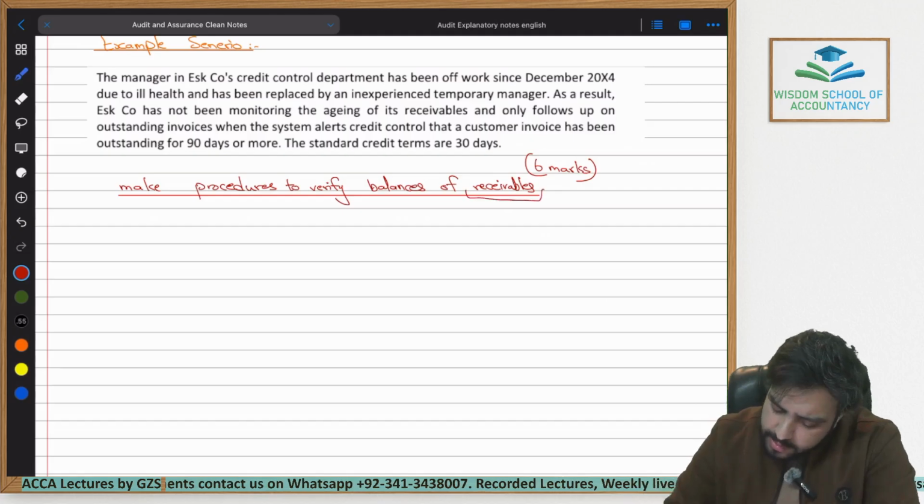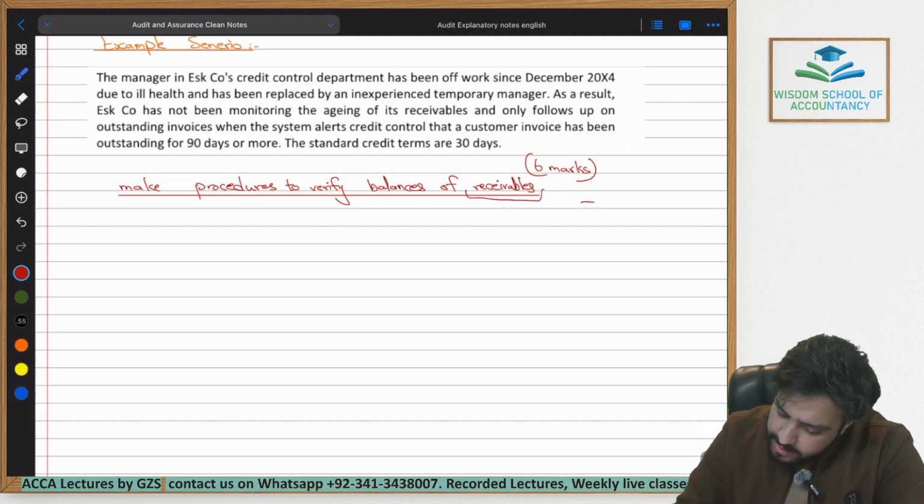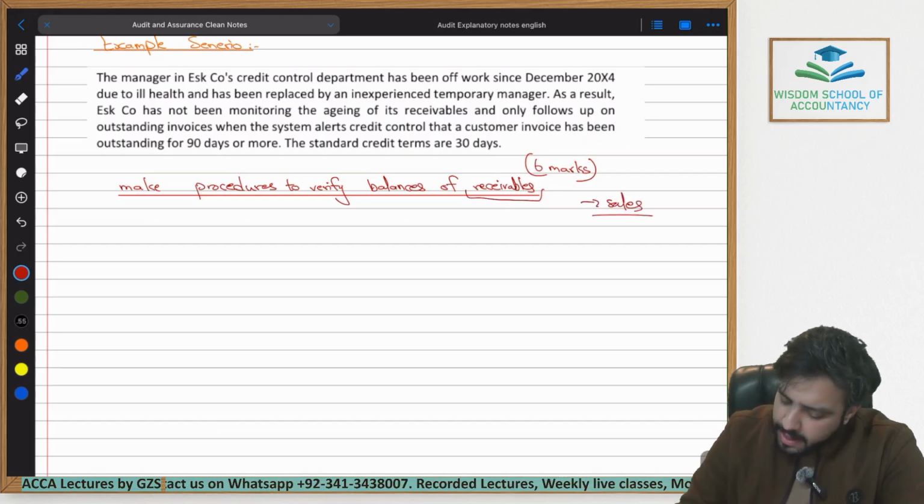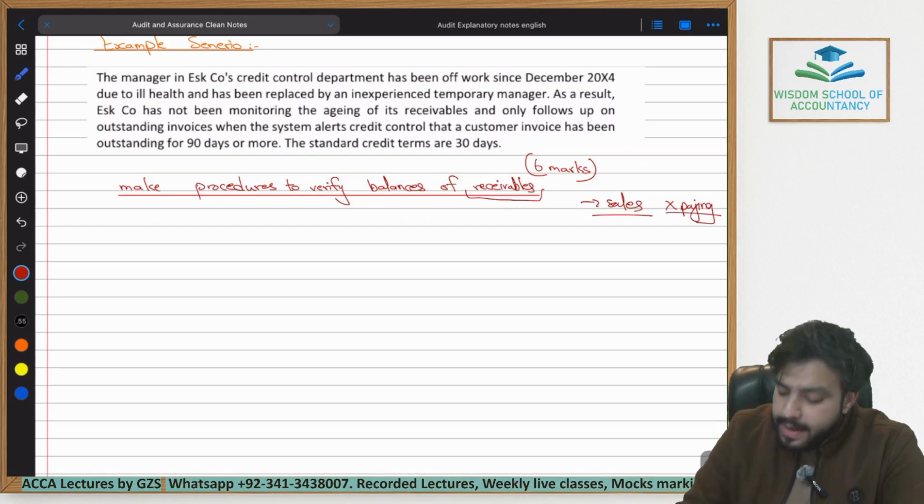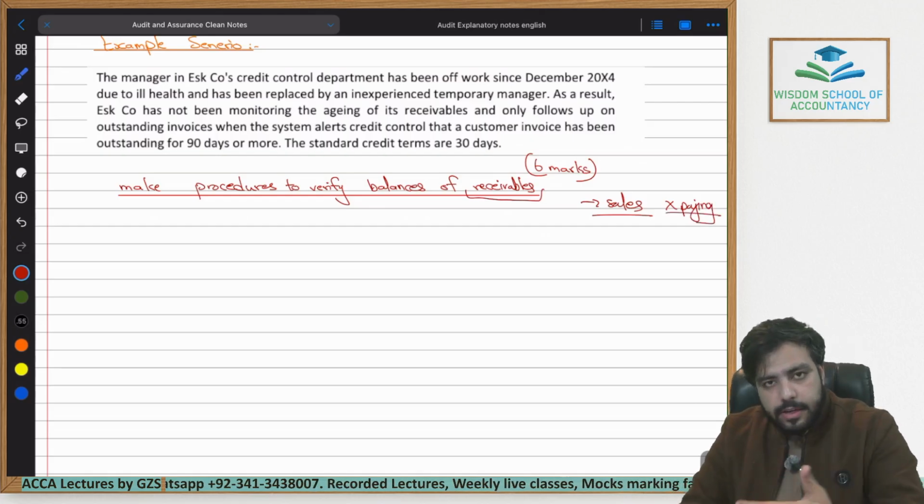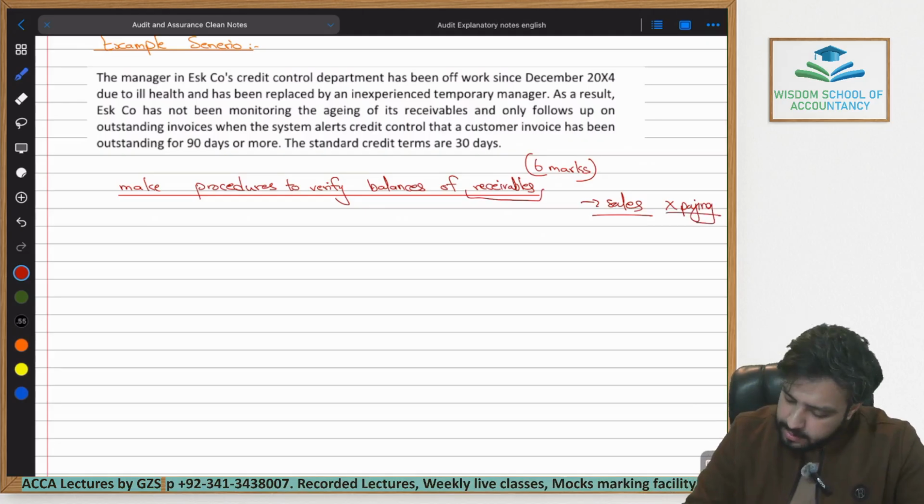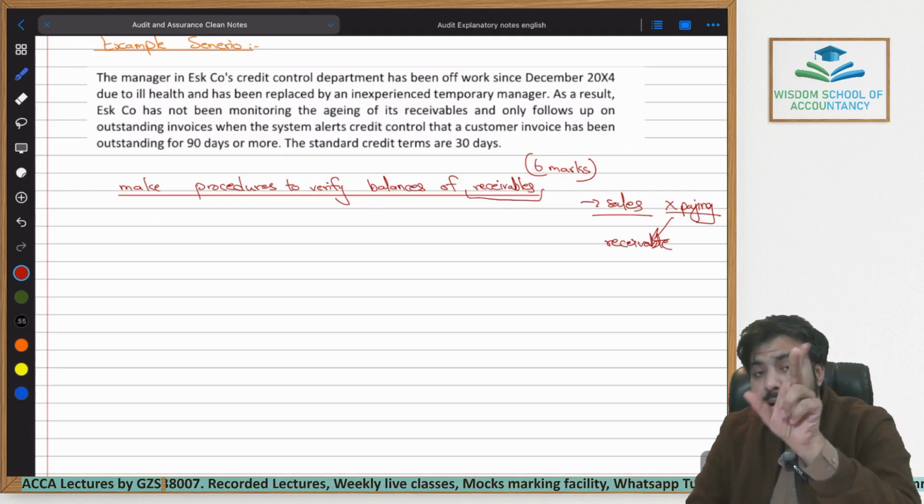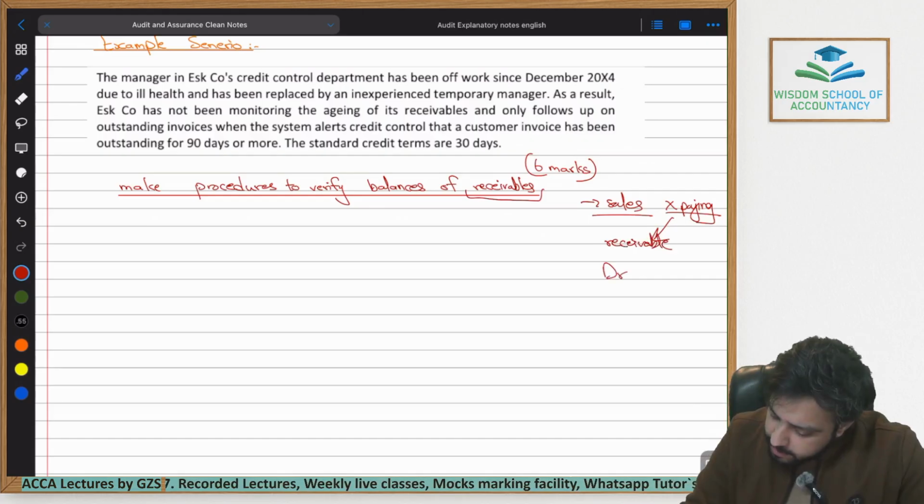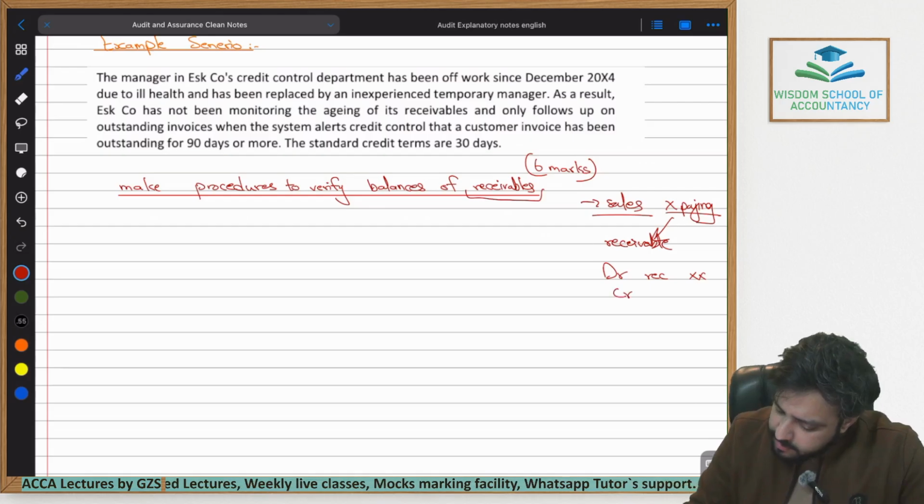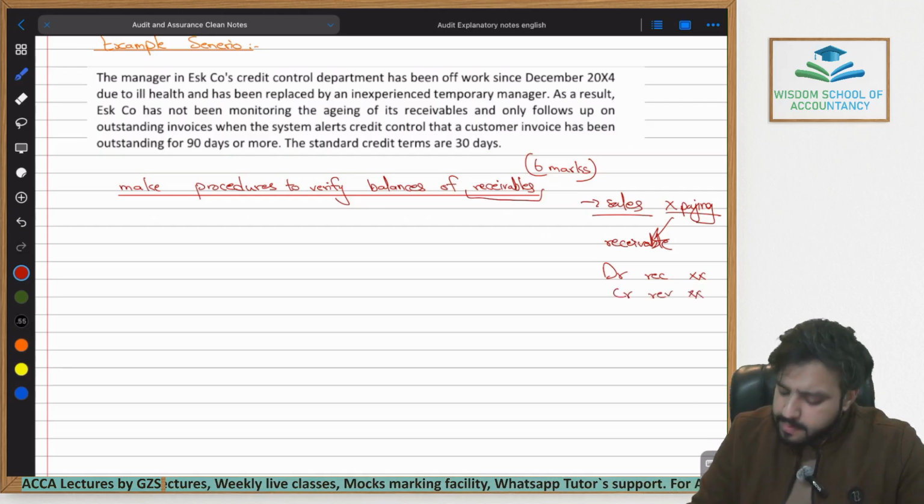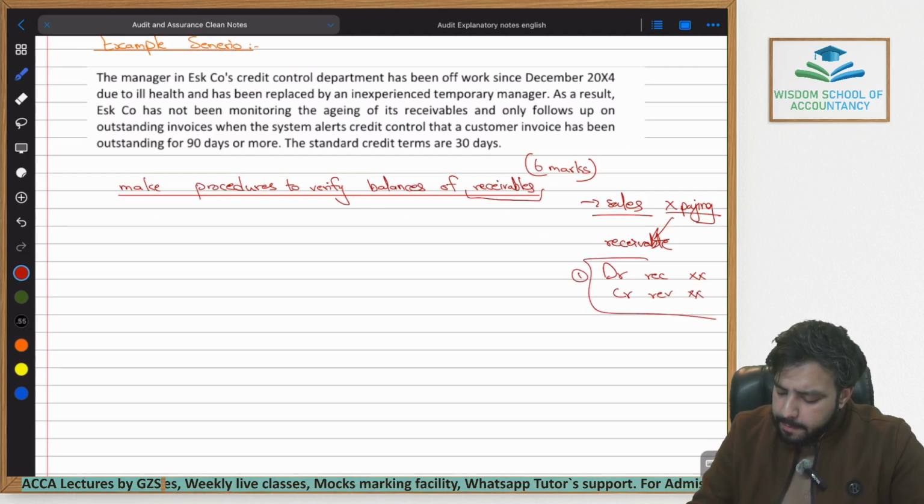Always first understand how receivables are recorded. Any sale made by the company where the customer is not paying now but will pay later, after 30 days or 60 days, whatever the policy of the company is, is recorded as a receivable if the customer has not paid. So the double entry is debit receivable for, let's say, XX amount, and credit revenue, XX amount. Now, this is the first thing that impacts the receivable.